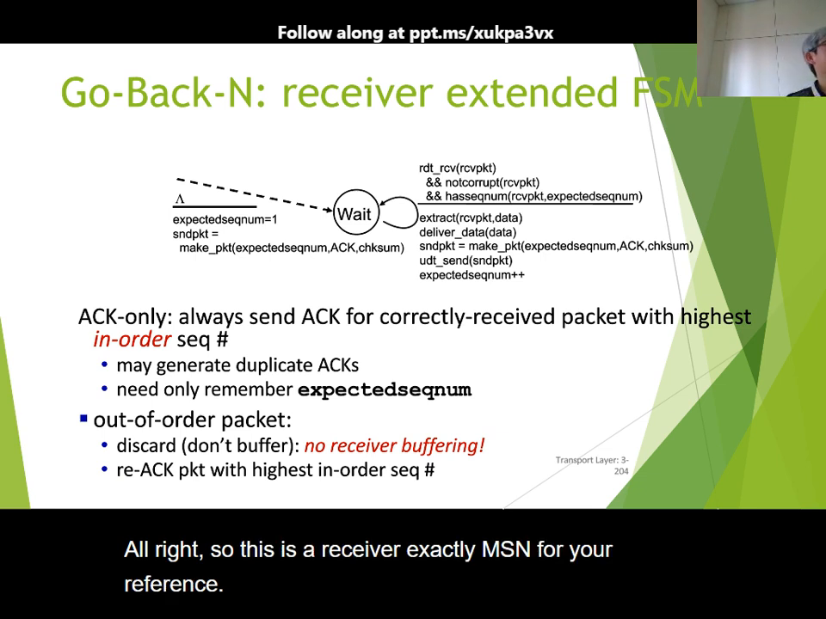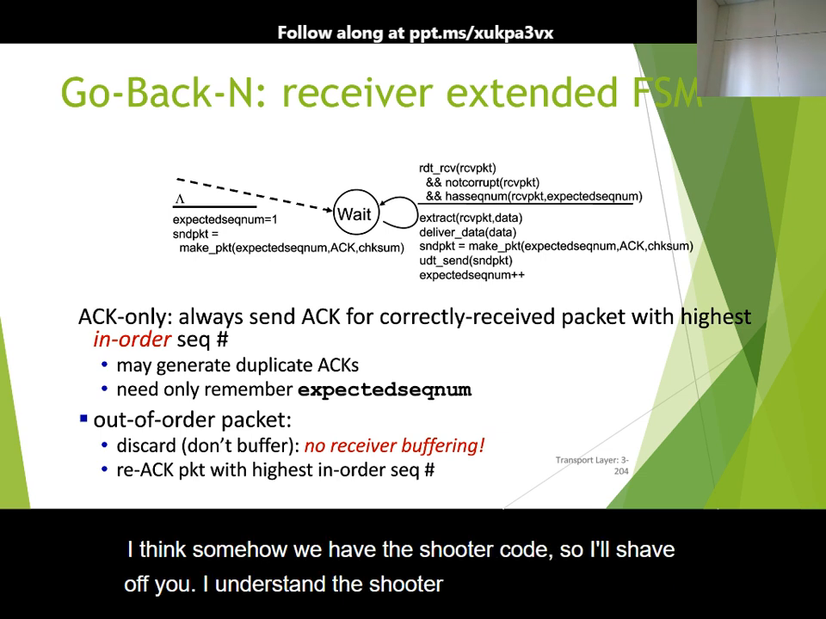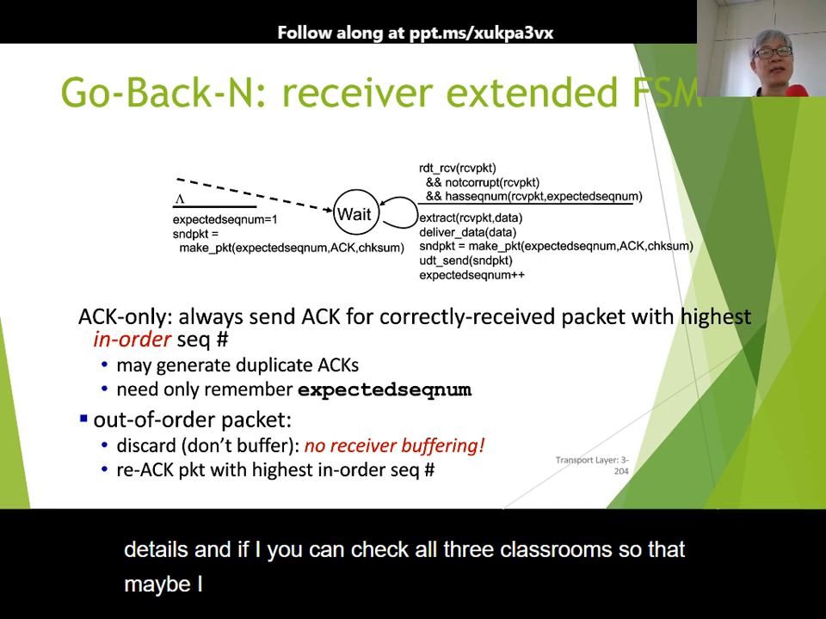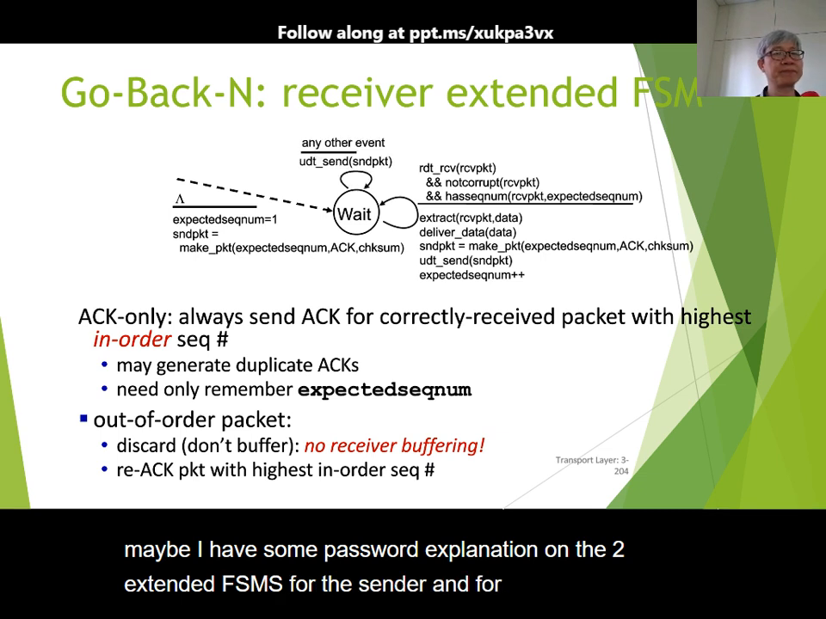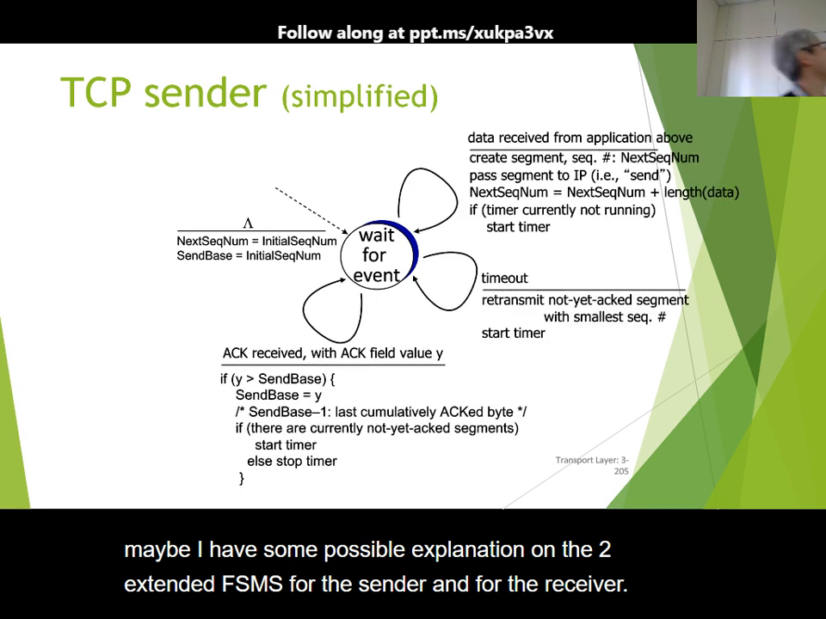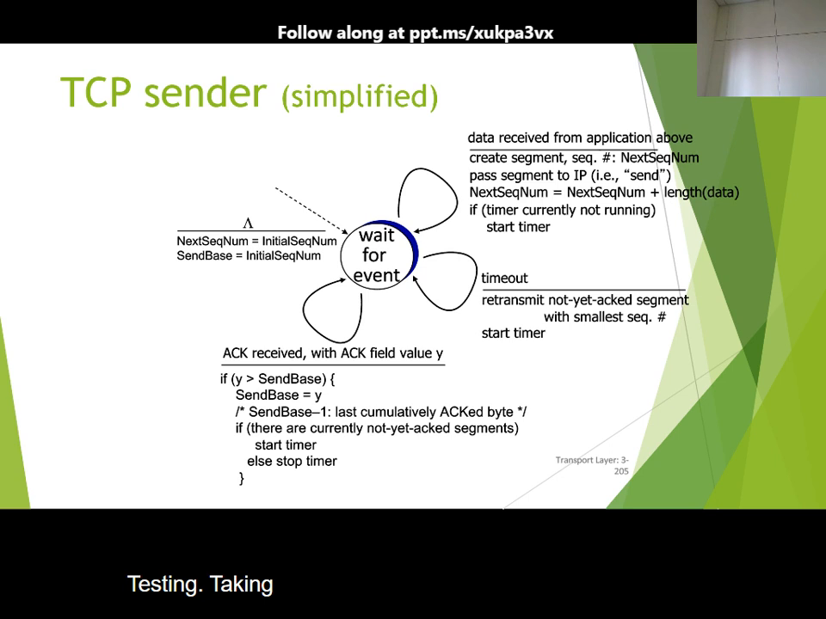I think sometimes we have pseudocode, so I assume all of you can understand the pseudocode. I go through it quickly, then you check the details. In fact, you can check the three classroom videos, and maybe I have some possible explanation of the two extended FSMs for the sender and for the receiver. And in fact, this is a simplified TCP, taking care of the sequence number and ACK. So this version you can check for sure.